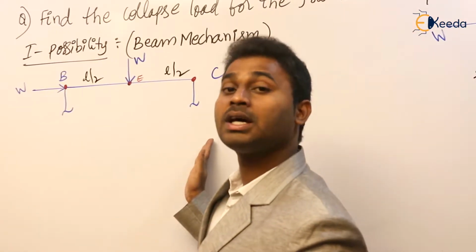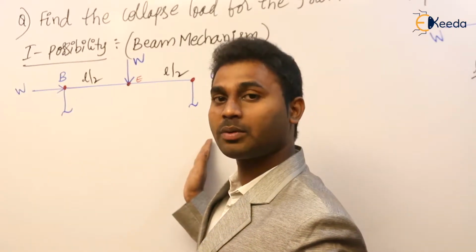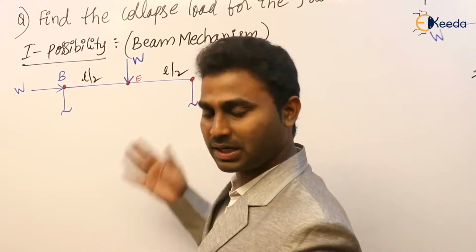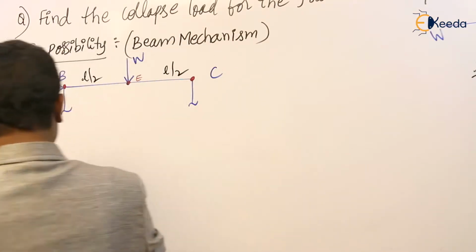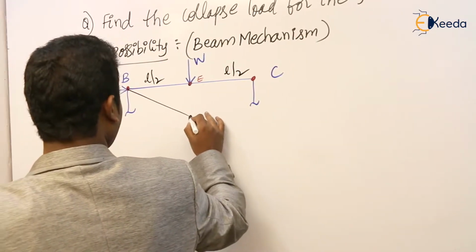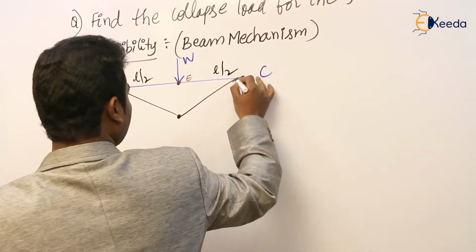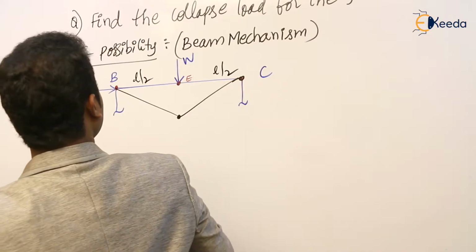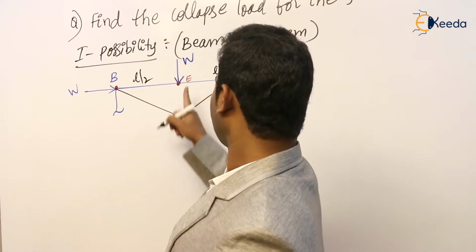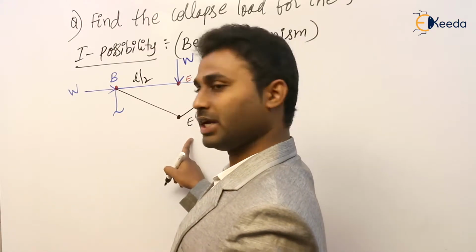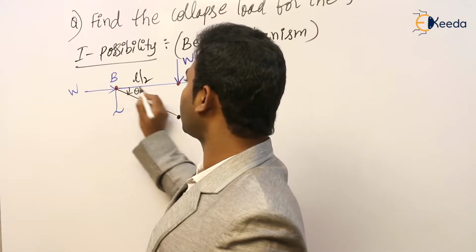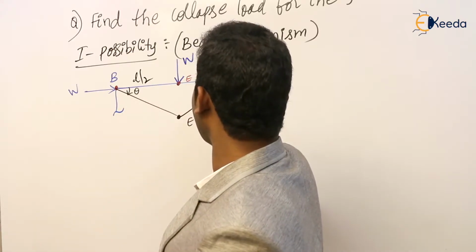What is the collapse load for a fixed beam with a center point load? It is 8 MP by L. Here also the same, but let us do it once again, since this is the very first time, so we'll calculate everything clearly. So this is the mechanism. E is translated to E dash. Now BE is rotating in the clockwise direction and EC is rotating in the anti-clockwise direction.